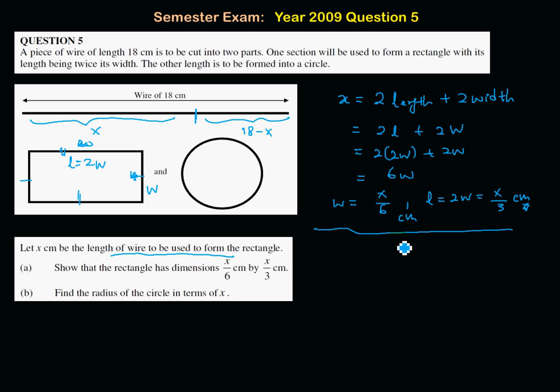Now find the radius of the circle in terms of x. The circumference of the circle is 18 minus x. Using the formula for circumference, 2 pi r is equal to 18 minus x, so r is equal to 18 minus x over 2 pi. These two results will be useful later for the next questions. Let's move on to the next one.